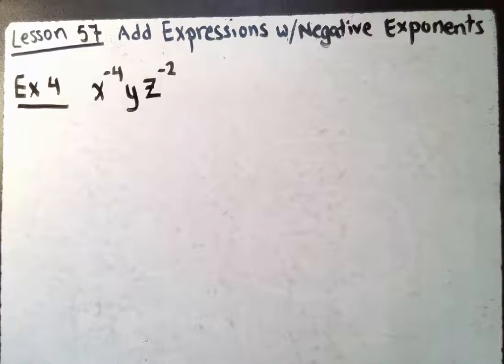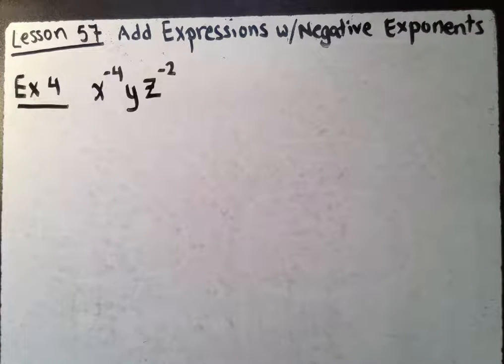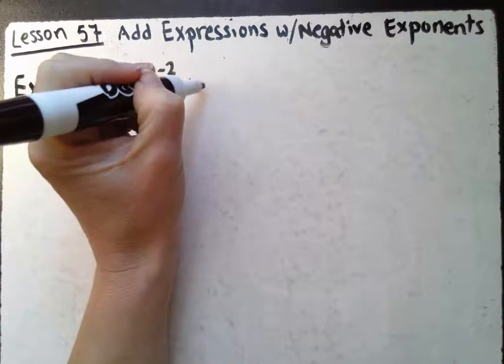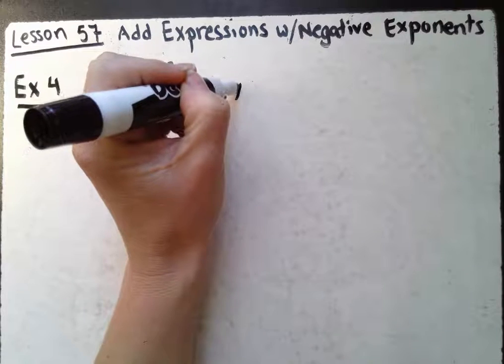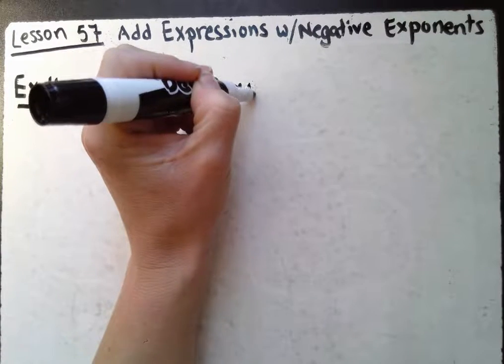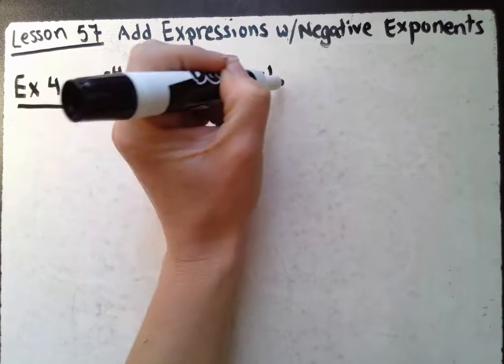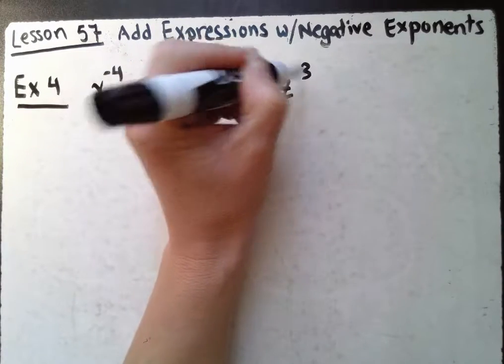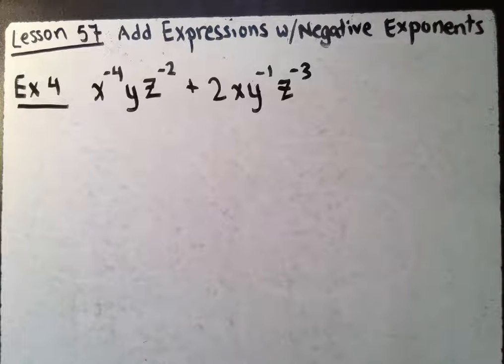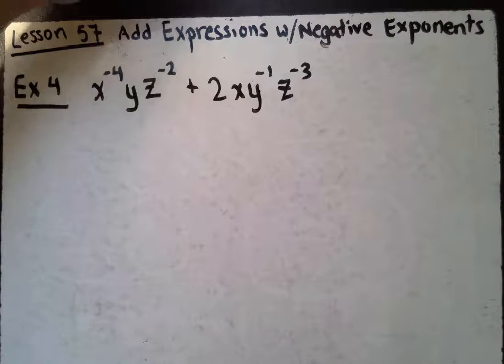We have x to the negative fourth y, z to the negative second, plus 2x y to the negative first, and z to the negative third. So again, first thing we should do, make all the exponents positive, find a common denominator, and then simplify. So go ahead and pause it and try it on your own.